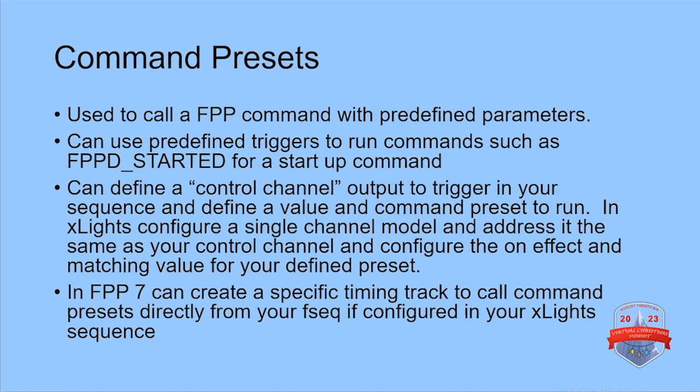So by that, you can have a channel, say 9152, and when channel 9152 receives a value of 10, run this command. And then in xLights, you could configure a single channel model, make sure it's the correct address, whatever that address is, 9152 we just spoke about, and then use an On effect and set the brightness at 10, and that will send the value of 10 to that channel, which will be received by FPP, and it will execute that FPP command associated with that preset.